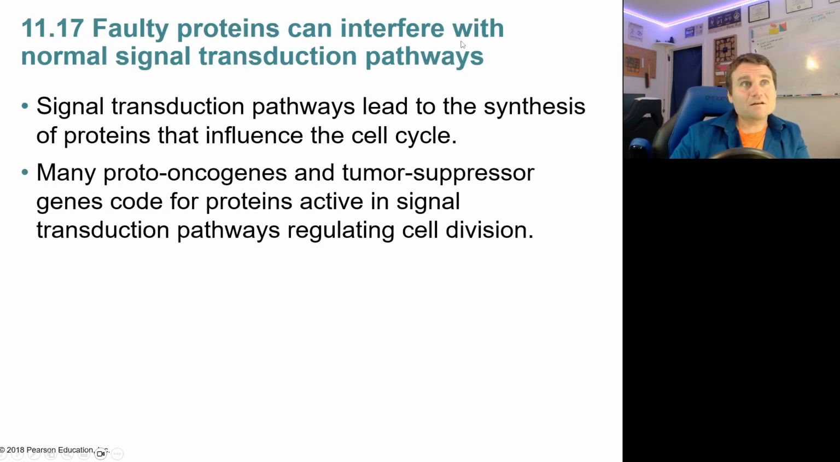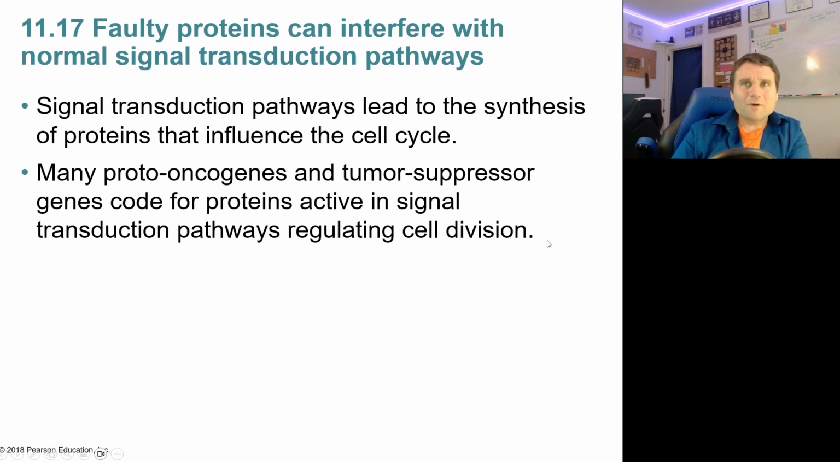Faulty proteins can interfere with normal signal transduction pathways. So we've just seen how some faulty proteins, some faulty genes can lead to cancer. But here's some other problems that can happen. Signal transduction pathways lead to the synthesis of proteins that influence the cell cycle. Many proto-oncogenes and tumor suppressor genes code for proteins active in signal transduction pathways regulating cell division.